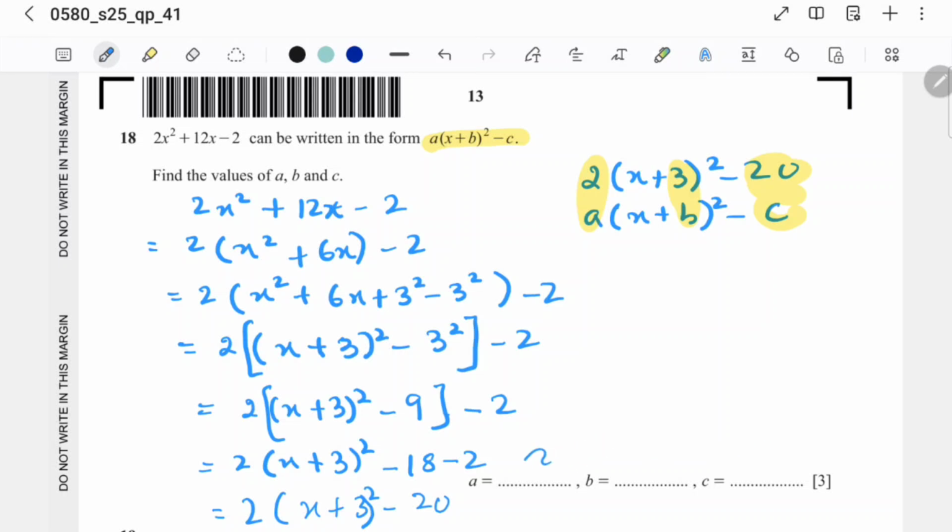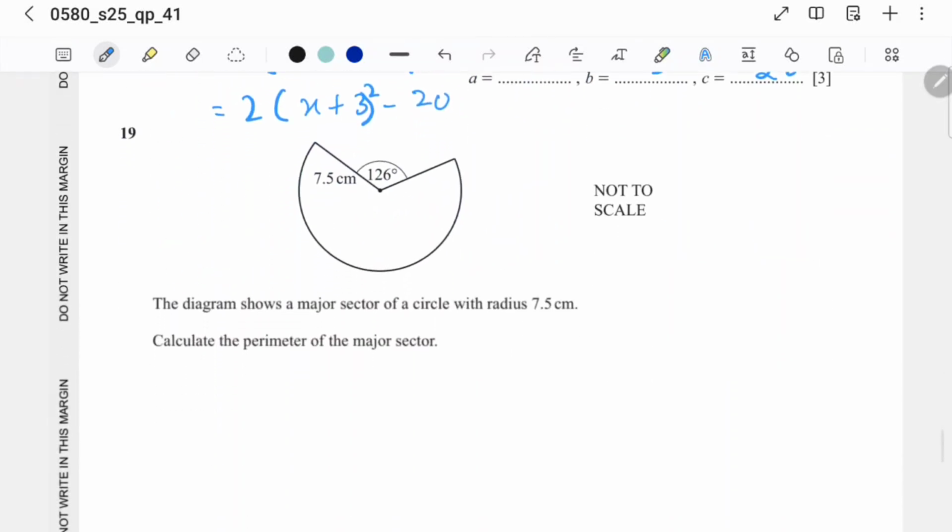So that's why we write down 20 there. So 2, 3 and 20. Go to the next question.